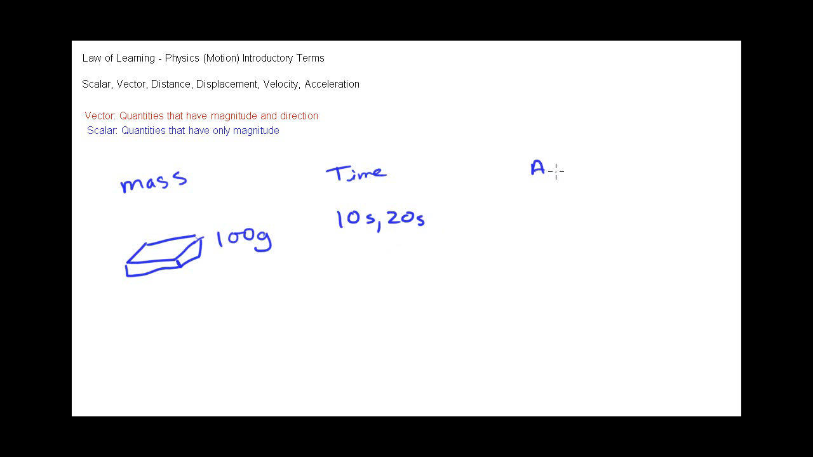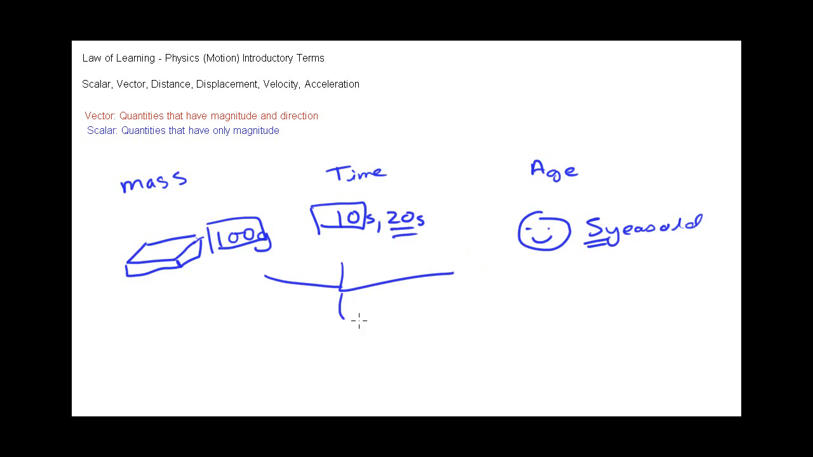We even have, let's say, age. We have Tim. Hi, Tim. He is 5 years old. This is again a scalar quantity, because these are all magnitudes only. So these are all scalar quantities. I know I'm saying this a lot, but it's just to reiterate the message that they only have magnitude.